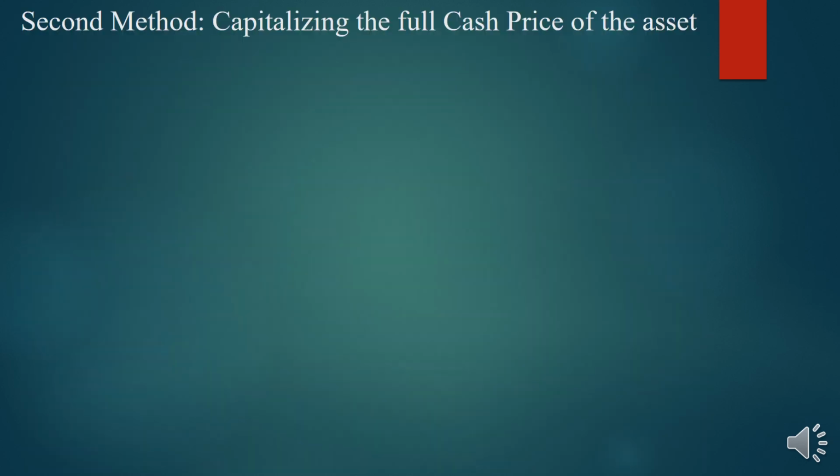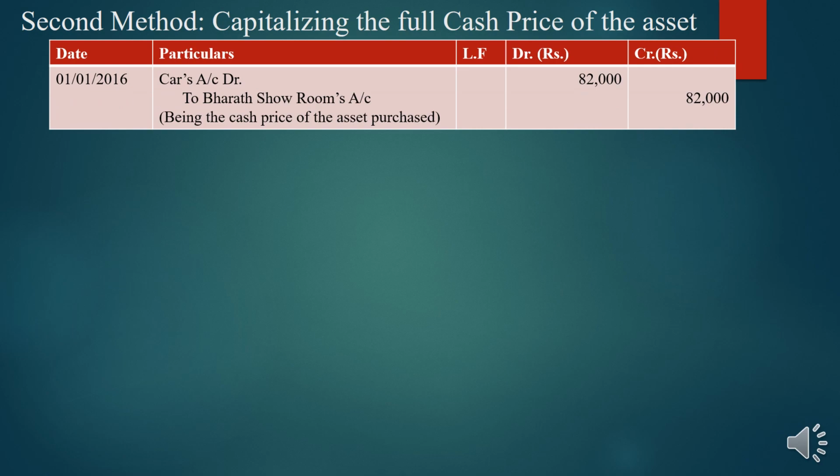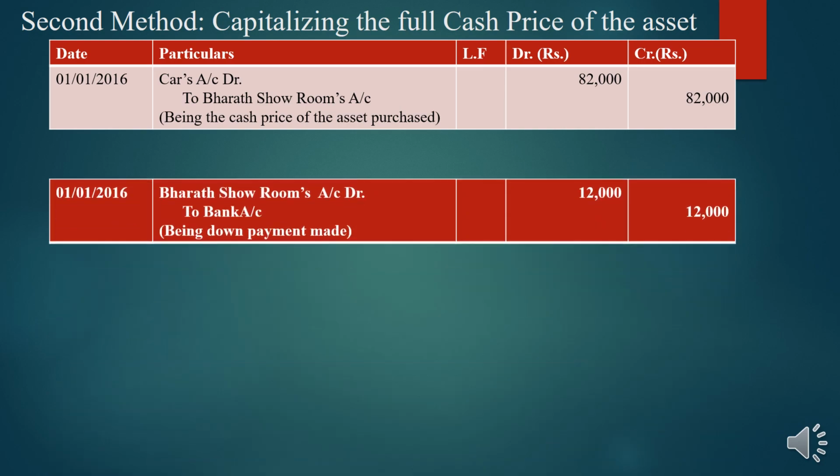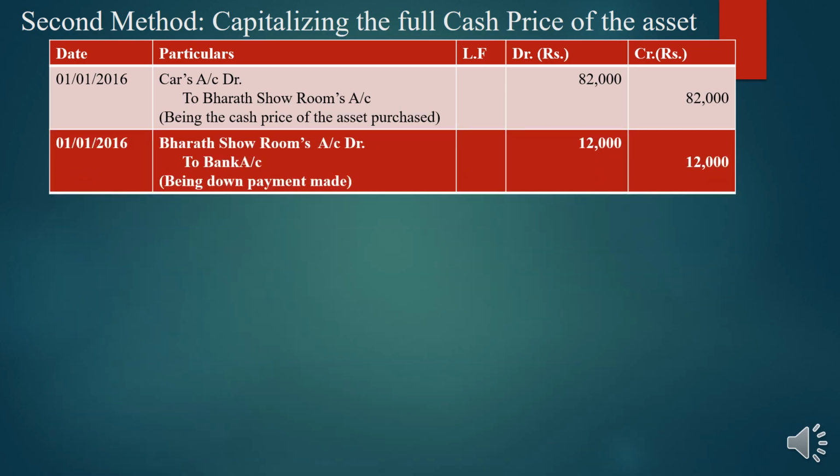Under the second method, we capitalize only the full cash price of the asset. Here the first journal entry is cars account debit to Bharat showroom account. So here cars account is debited with the full cash price of 82,000, and Bharat showroom account is credited with 82,000. The second journal entry is on the same date for down payment made. Bharat showroom account debit to bank account, the amount of down payment is 12,000.